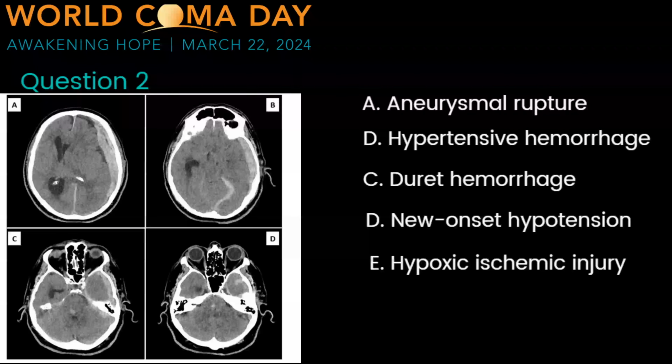Aneurysmal rupture, of course, would give you subarachnoid space hemorrhage. Diffuse axonal injury is something seen with severe trauma. When I say severe, usually like very severe, like high frequency, high velocity motor vehicle accident, and usually not a fall from standing. Hypertensive hemorrhage wouldn't be subdural, would be usually intraparenchymal. And hypoxic ischemic injury could give you diffuse cerebral edema, but wouldn't tend to give you a subdural hemorrhage. So definitely Duret hemorrhage is the correct answer.